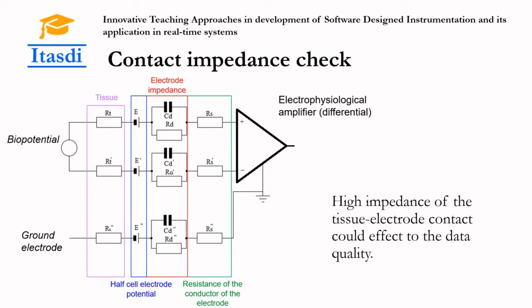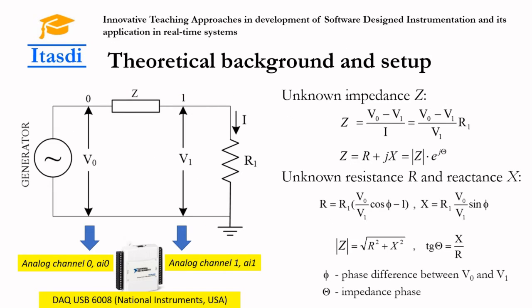An ideal interface of data acquisition system to the human body is the short circuit. However, high contact impedance could affect the data quality. That is the reason why we have to check the impedance of electrodes and the overall impedance of the contact.